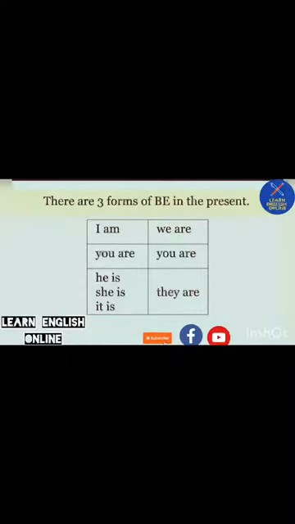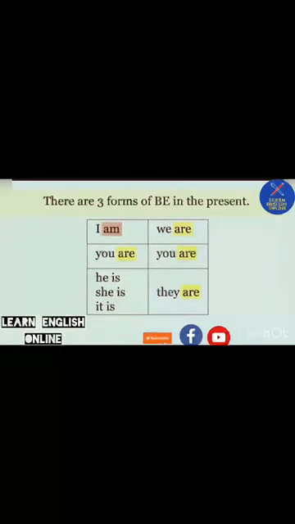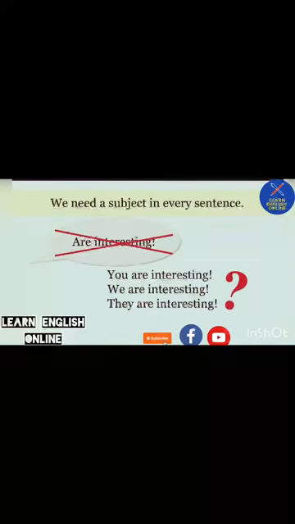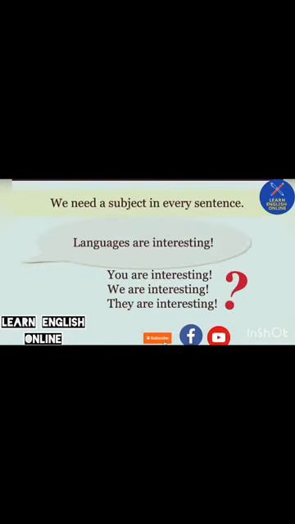There are three forms of be in the present, but we have more than three pronouns in this chart. Am always goes with I and only I. But look at are. Are goes with you, we, and they. And is could be he is, she is, or it is. This is why we always need a subject. Languages are interesting.